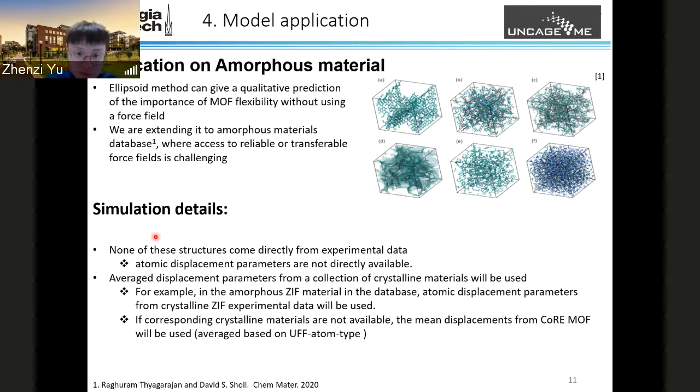First, if the amorphous porous material has a corresponding crystal material, the parameters will be learned from the crystal material. And if that is also not available, the mean displacement from the MOF systems will be used and applied onto this amorphous material.